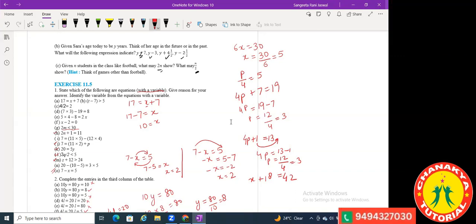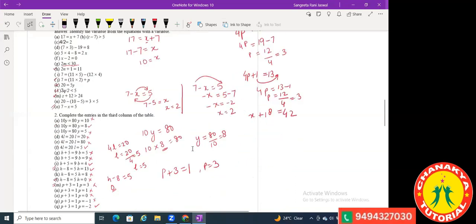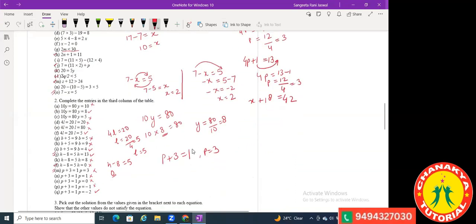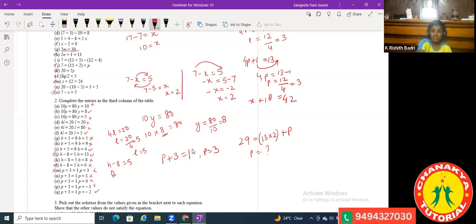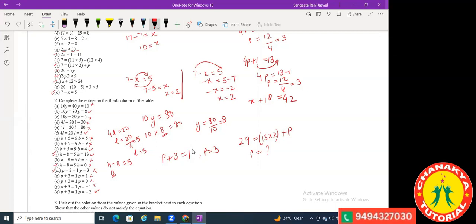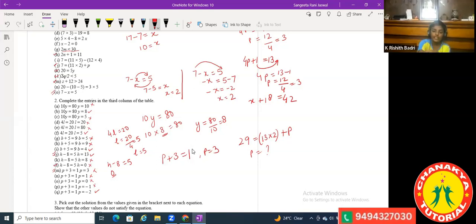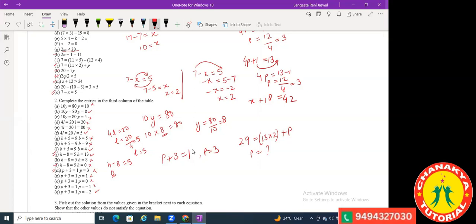Now one more. If I have 29 equals 13 multiplied by 2 plus p. Find the value of p. Ma'am, the value is 3. Yes. Good. Then first we need to solve the brackets and we need to subtract from 29. Yes, good.